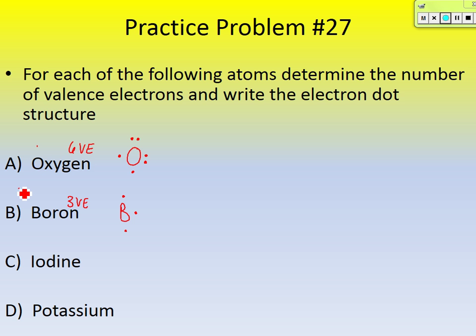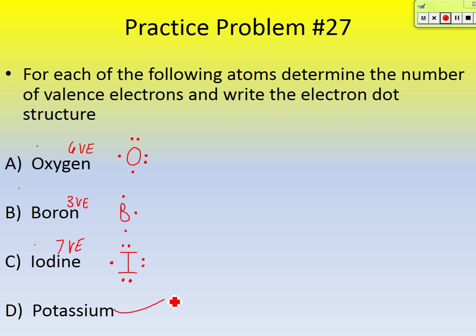Iodine is in group 17. All of those guys have 7 valence electrons. So we're going to write its symbol, which is I, and we're going to put 7 dots around it. 1, 2, 3, 4, 5, 6, and 7 dots. Okay? And there's iodine's electron dot structure.